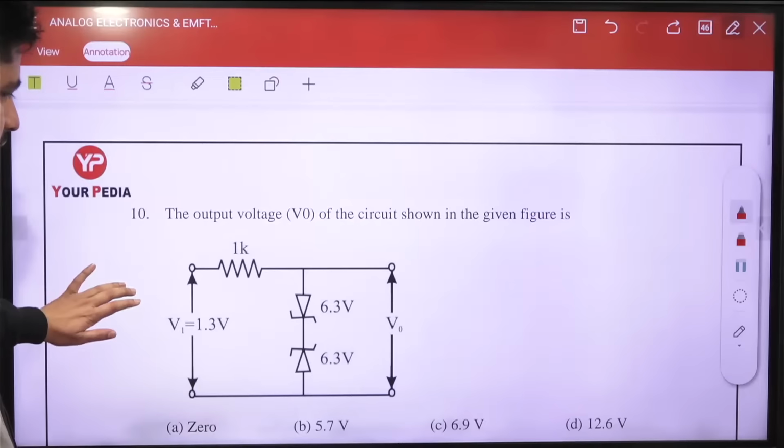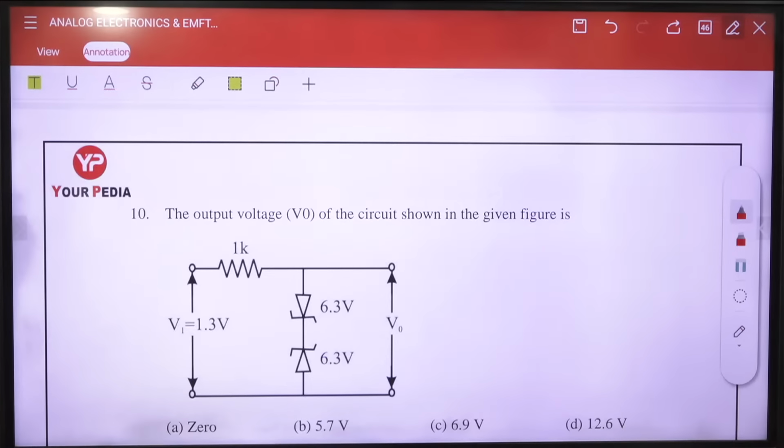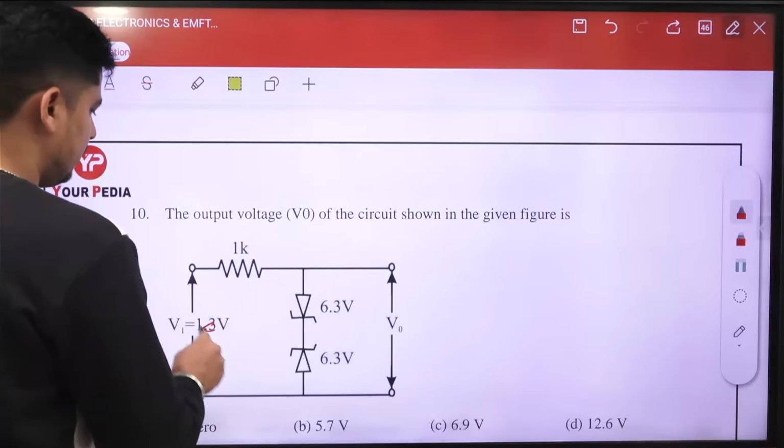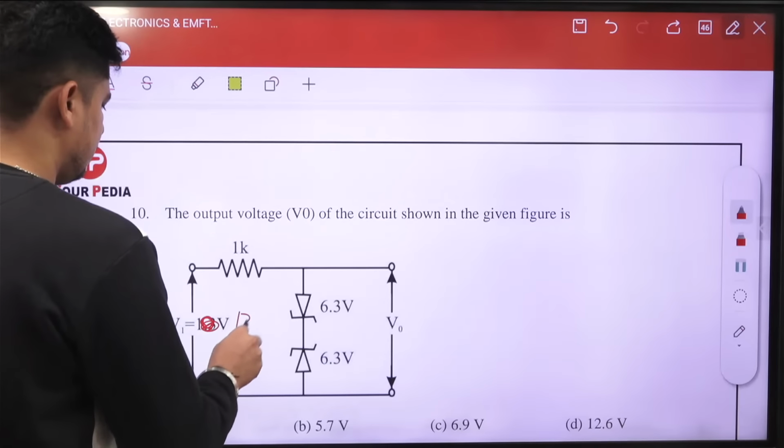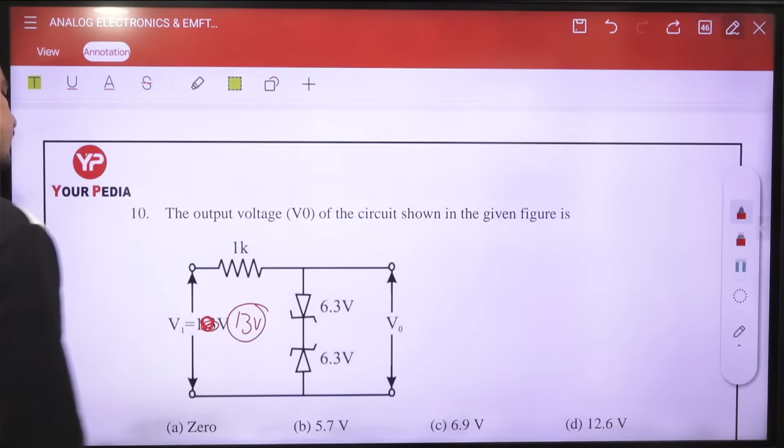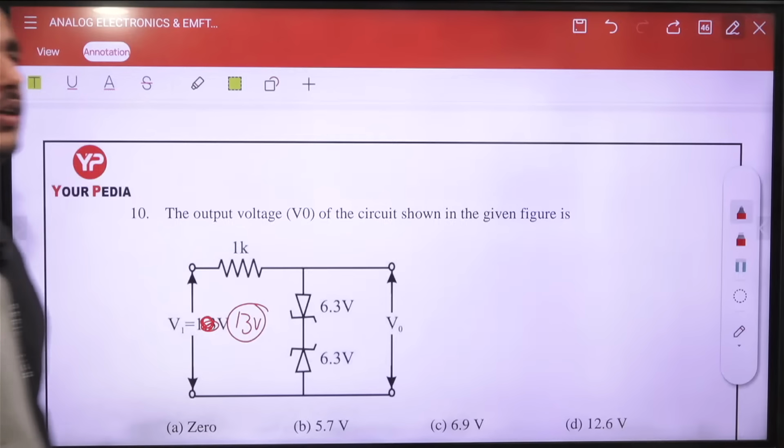Yes, this is the question. Try to solve it. This is not 1.3. Remember, this is 13 volt here. 13 volt. Check and solve.